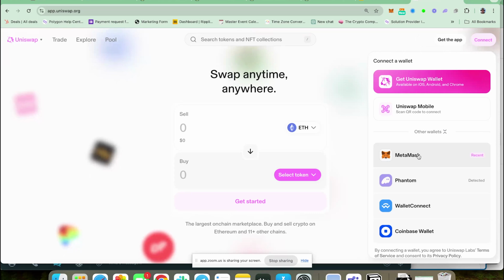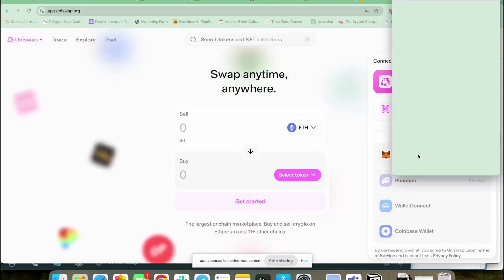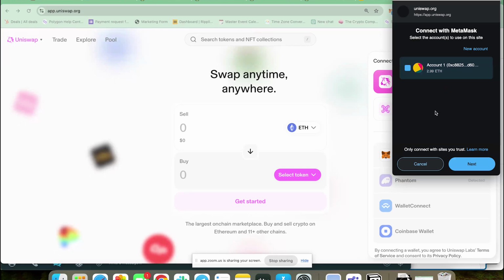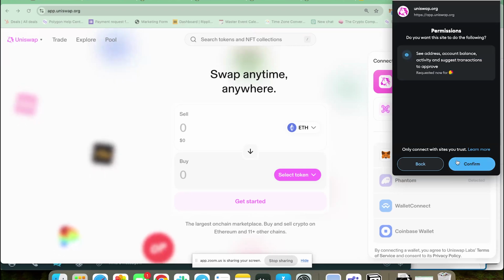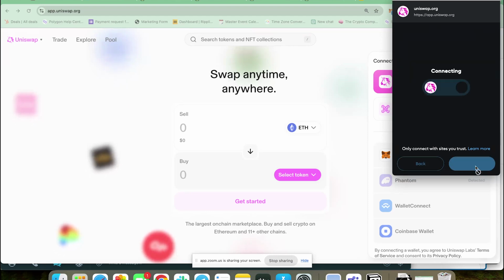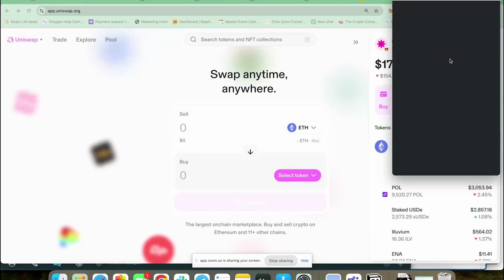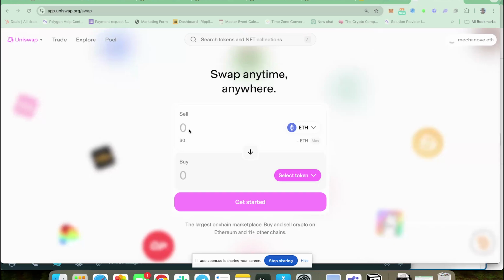So if I connect my MetaMask, it opens a pop-up. Basically, I say, okay, MetaMask, connect to this application. So I give them permission to do so. Uniswap can see my address, my account balance, and so on, the things that Uniswap needs to know for me to play with this application. I confirm, and then boom, it's connected.